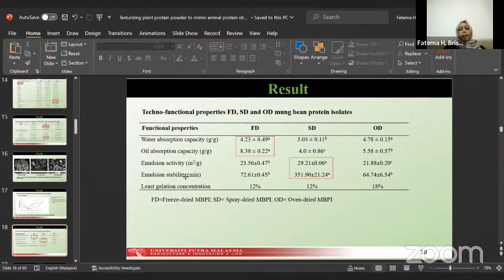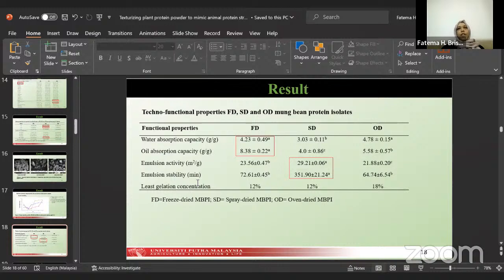And for emulsion activity and stability, the spray drying sample has better characteristics. Emulsion, I must say, the protein acts as an emulsifier. That means it can basically join water and oil molecules together and form the emulsion. And for stability, an emulsion will not be stabilized for a long period of time. When its equilibrium is set, it is going to separate out. So it's also important to know for how long we can stabilize the emulsion. For the spray drying sample, it's 351 minutes, which is quite good compared to the freeze dry and oven dry samples.